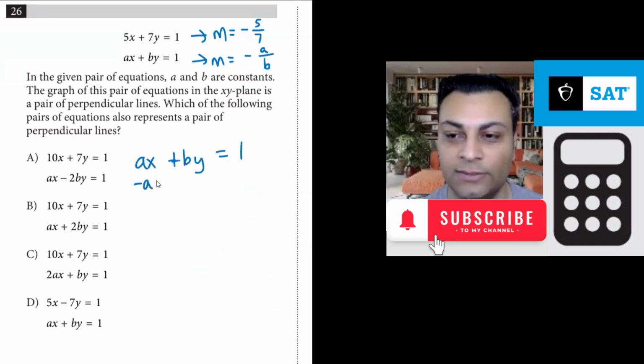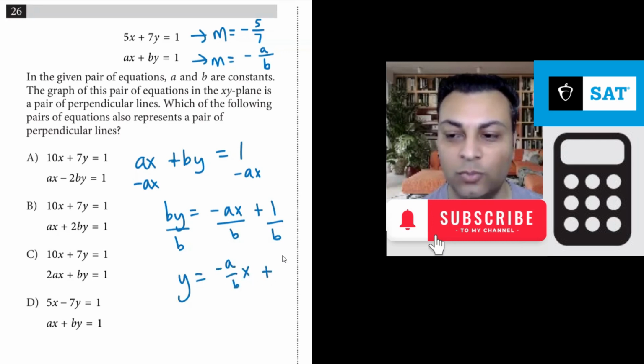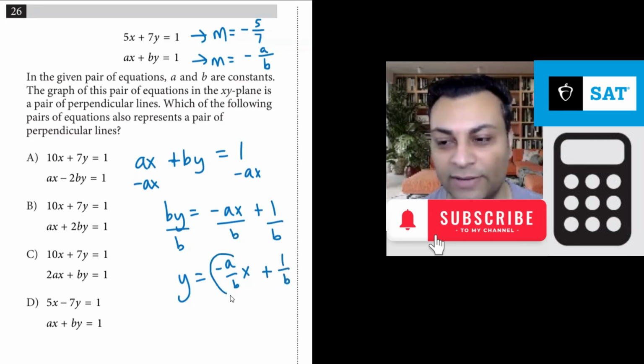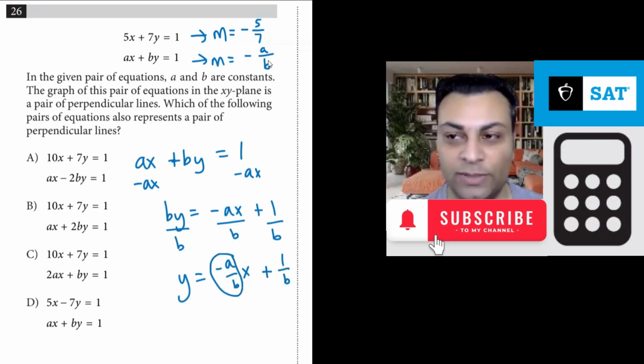You subtract the ax, and you get by equals minus ax plus 1. And you divide by b, and you get y equals negative a over b, that's our slope, times x, plus 1 over b. That would be the y-intercept, which is irrelevant. Okay, so negative a over b, just like I said up here. So at some point, you just subtract this term over and divide by the coefficient of the y. And you get these slopes.